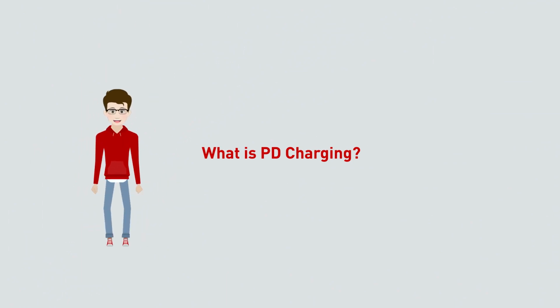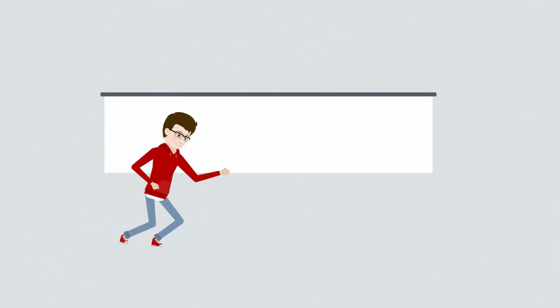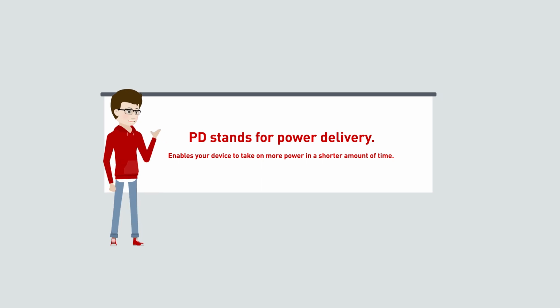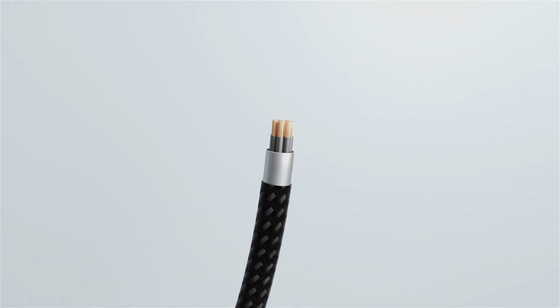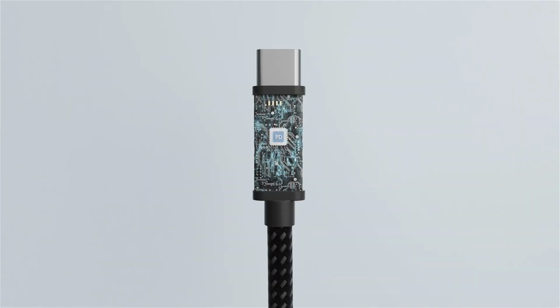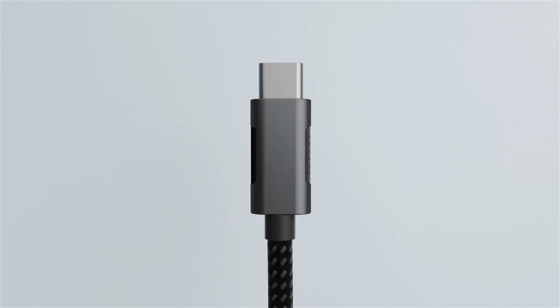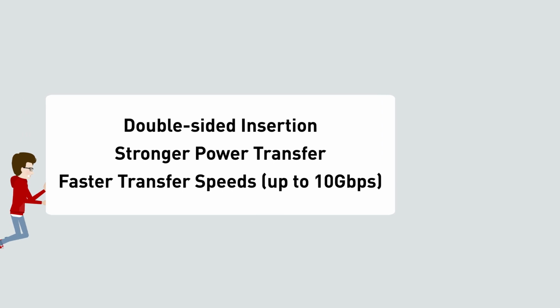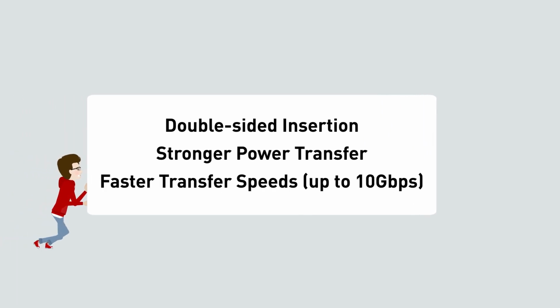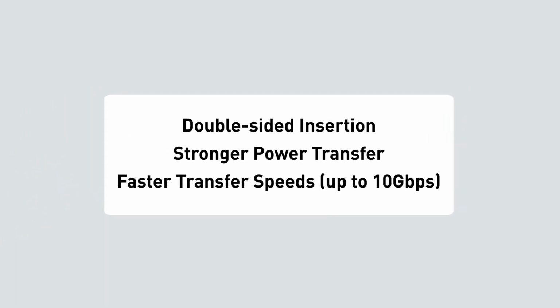PD technology basically enables your device to take on more power in a shorter amount of time. Accessories that support the USB PD protocol use the Type-C connector as an output because USB Type-C has new features that the common USB-A connector does not have, such as support for double-sided insertion, support for stronger power transfer, faster transfer speeds, up to 10 Gbps, etc.